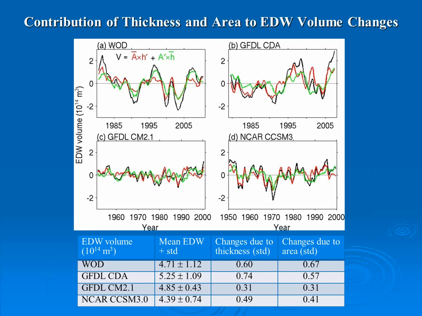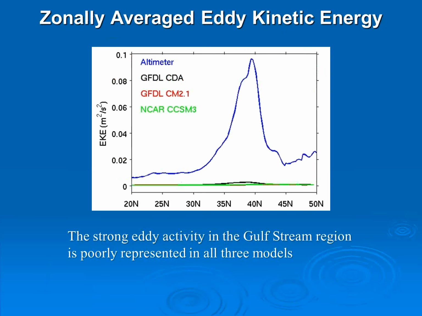Although both ocean and atmospheric processes can contribute to thickness and area, we think that the formation through air-sea feedback has a larger contribution to thickness changes, while the ocean process, through advection redistribution of EDW, has a larger control of the area change. So this weak variability in the area may indicate that the ocean circulation is too weak in the model to redistribute the EDW.